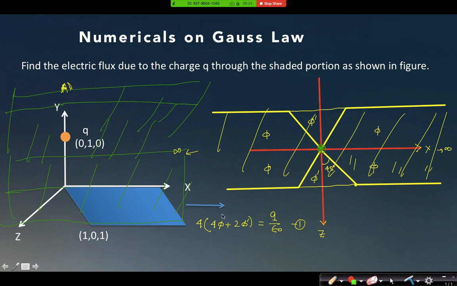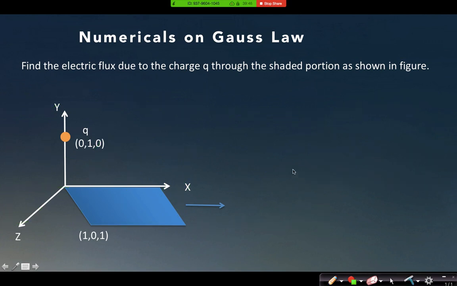Okay. Now again I have to find phi, but I do not know what is phi prime. So let us first find what is phi prime. Find phi prime? That only we will do. That part you need to understand, that how do I find phi prime? Let us again try to write down the equation. Equation was 16 phi plus 8 phi prime is equal to Q inside by epsilon naught. Now what is phi prime? That I will calculate from here.